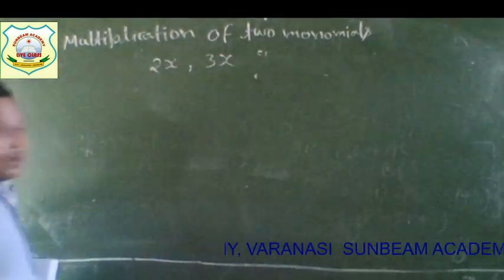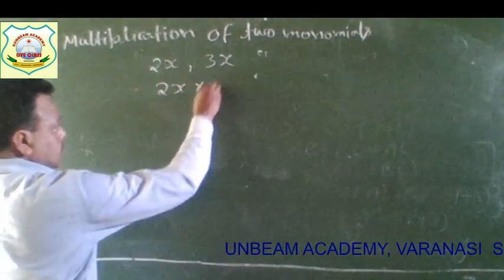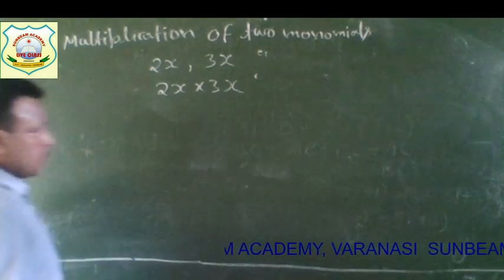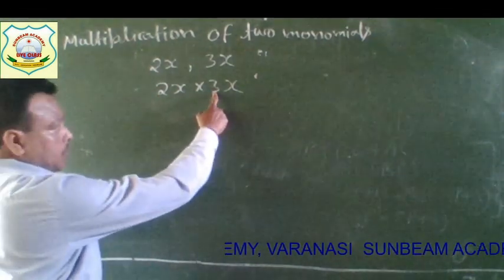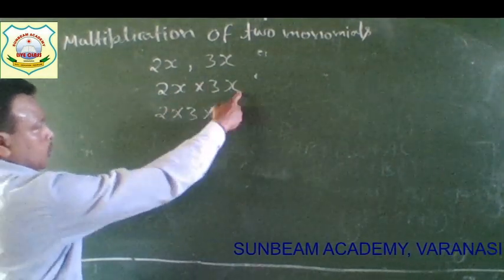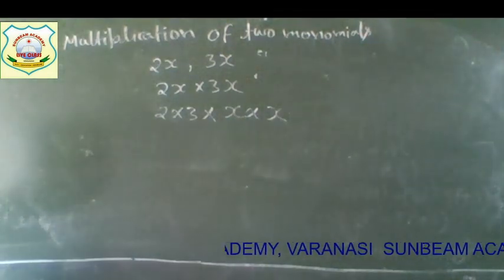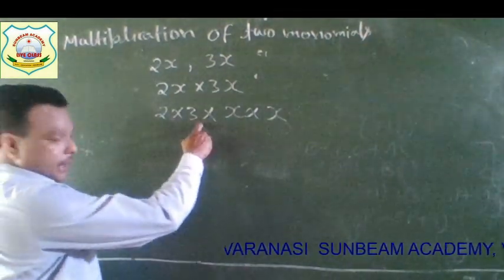Clear students? When you multiply 2x and 3x, what will we get as the answer? Students, first we multiply number to number, 2 multiplied by 3. Then variable to variable, x multiplied by x. So what are we seeing here, students? 2 times 3 is 6.